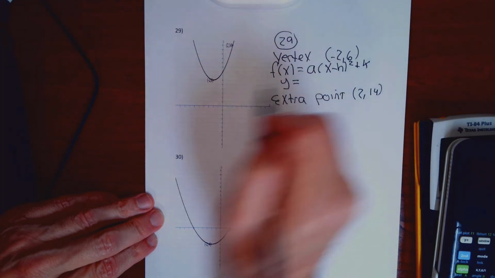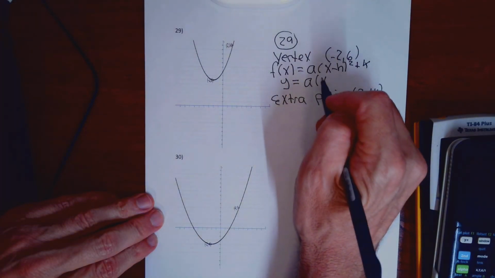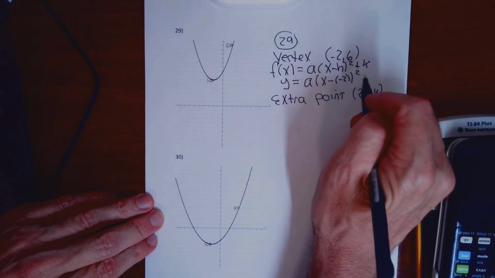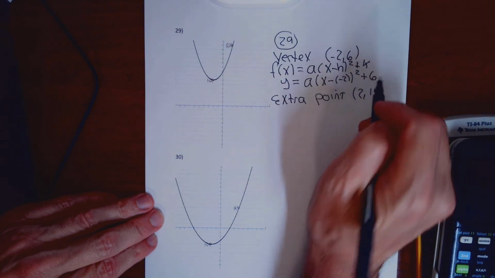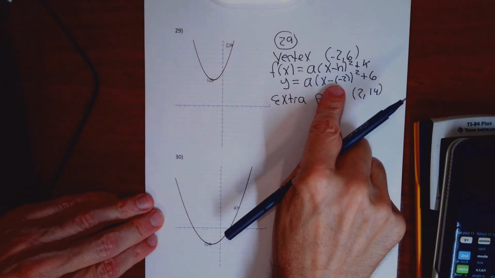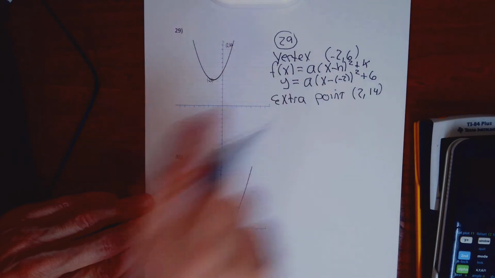It just makes my life easier until I get to the answer. And inside the parentheses, I'm going to change the h to a negative 2. After the parentheses, I'm going to change the k to a 6. I'm going to do a couple things on the next step. I'm going to make the double negative a positive. I'm going to change the x to 2 and the y to 14.